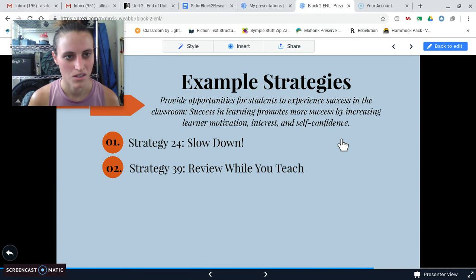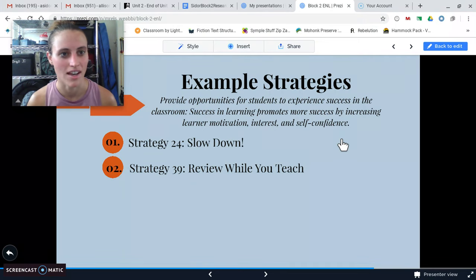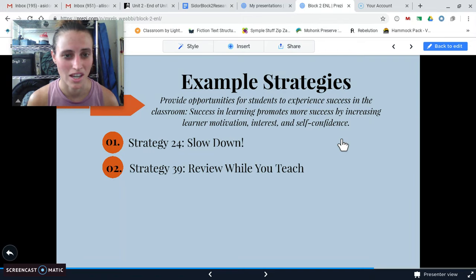I think it's really easy for us to speak really fast and not realize how much we're blending words together and leaving out little things that our ELLs really need to hear in our speech. So slowing down definitely would just provide them with the success of being able to understand, the most simple and basic success that they need.